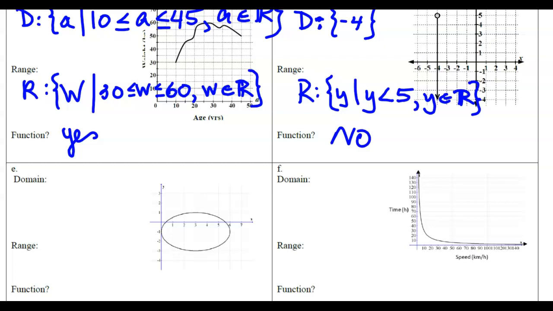Okay. In E, so domain and range, domain. So this is x and y. And this is what we call, in math, an ellipse. It's an oval shape. It's kind of a squished circle. It isn't y equals mx. It's a different equation, yeah.